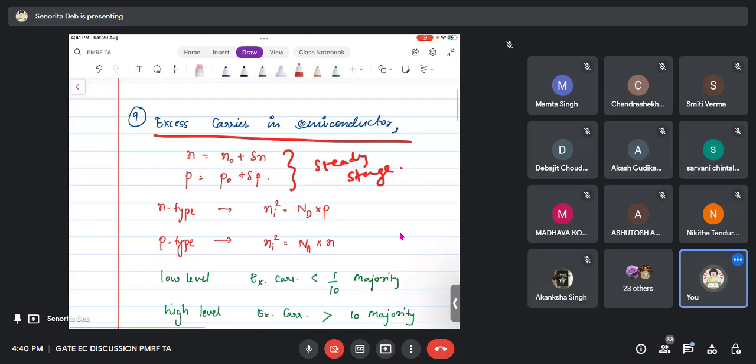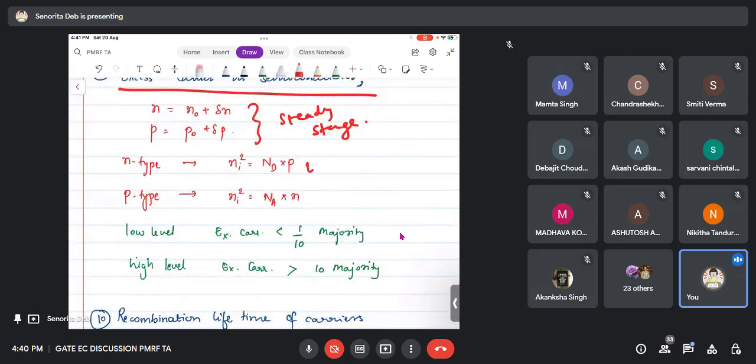Then we know in the N type there is this equation, and this is for P type. So in N type, what will happen? Donor will be more. So if donor is more, then holes are the minority in N type. Then in P type, Na is more, acceptor is more, and electrons are the minority, right?